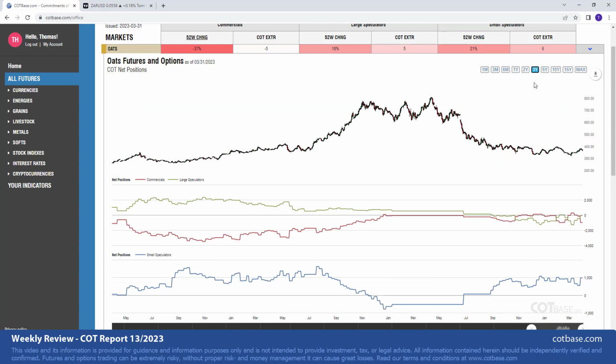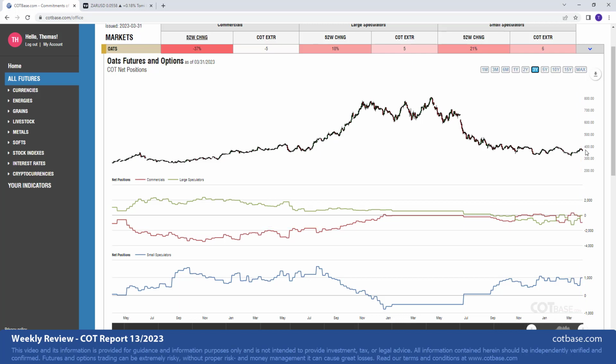So maybe it's a good idea to switch to 3 years and then see everything in perspective, because you can still see that this is the change in commercials net positions. You can measure it against what the average change size is. Definitely much greater, possibly top 5 even on a 3 years look back period, and it is bearish.